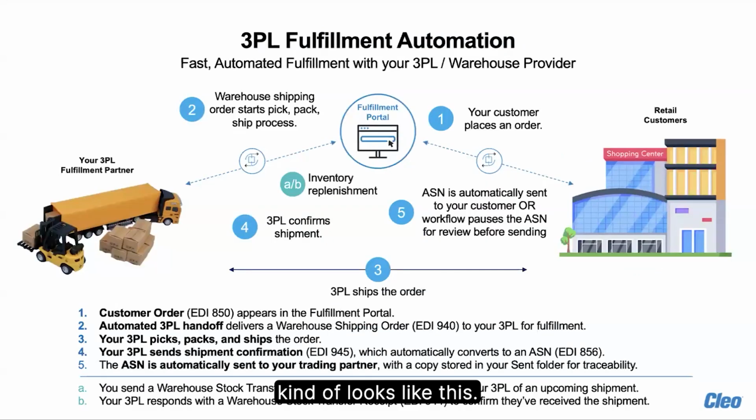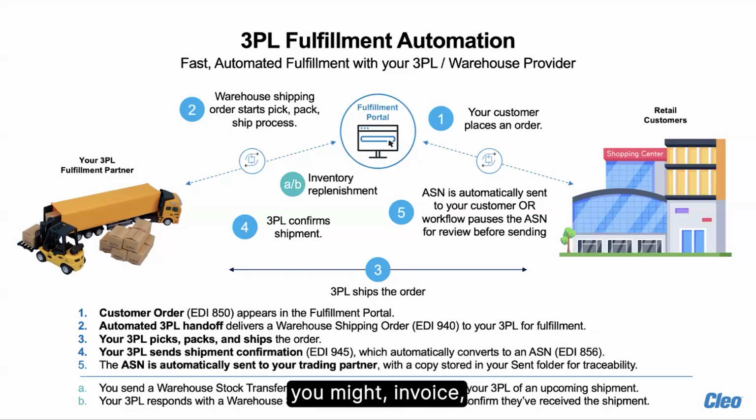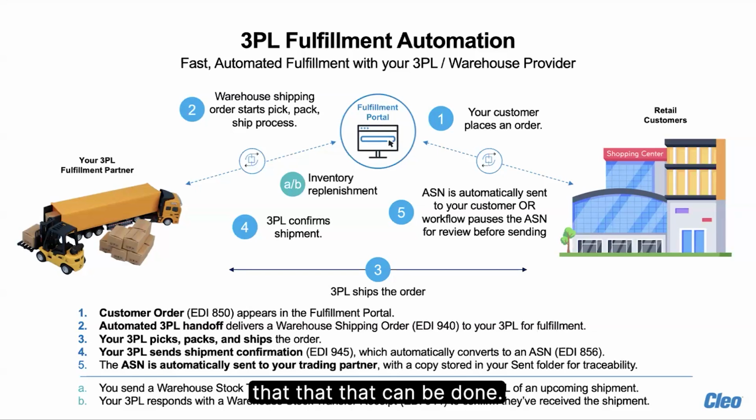And so that process kind of looks like this. This is a lot of words. I'm just going to describe this at a very high level, and you can follow through the numbered steps here. But in effect, your current process where you receive an order and you might accept it, you might provide ship information, you might invoice as part of that. In the middle of that flow between the order and the billing side, the fulfillment's really important. And again, if you use an external party to do that fulfillment for you, there's a couple of ways that can be done, in particular within the fulfillment portal.